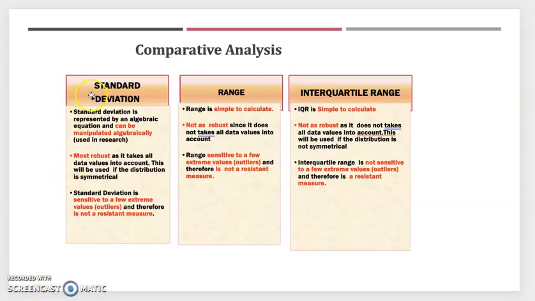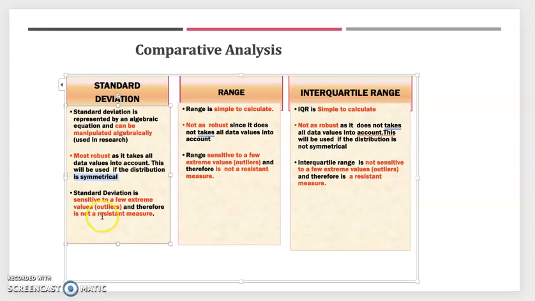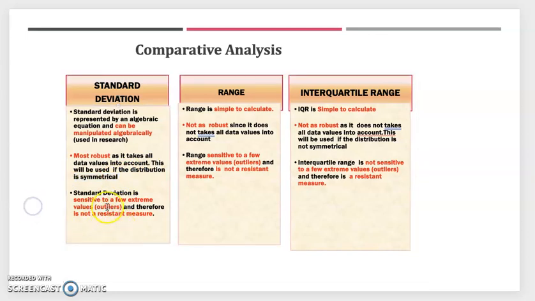After we introduce standard deviation, range and interquartile range, you can see the purpose of those statistics. Standard deviation is represented by an algebraic equation, so it can be manipulated algebraically. It takes all the data values into account. It is used if the distribution is symmetrical. Standard deviation is sensitive to a few extreme values, that is, outliers, so it is not a resistant measure. We need to pay attention to whether we have outliers or not.